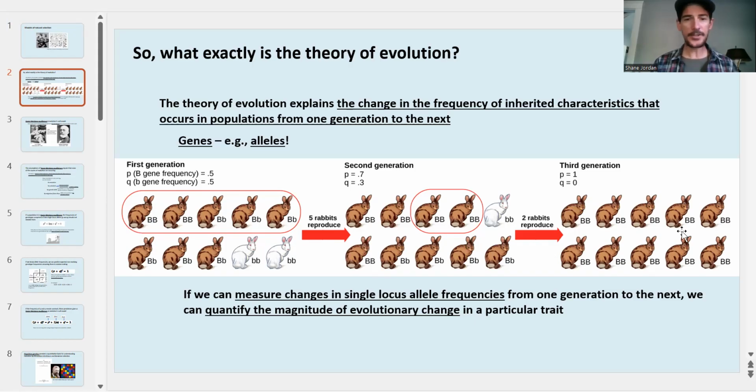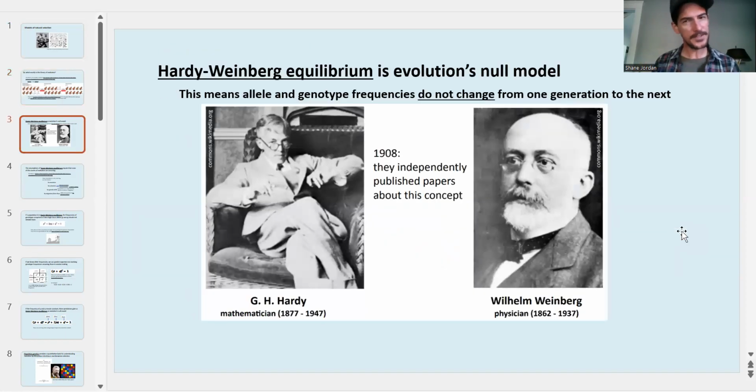Now, if we can get at measuring changes in these single locus allele frequencies, so this is just one gene at one particular gene locus, if we can measure changes in those frequencies from one generation to the next, we can start being able to quantify the magnitude of evolutionary change that's happening in a particular trait. This is the ultimate goal of getting at our modern understanding of natural selection via a quantitative route. And in order to quantify or assess this change, we need a model with which to test it.